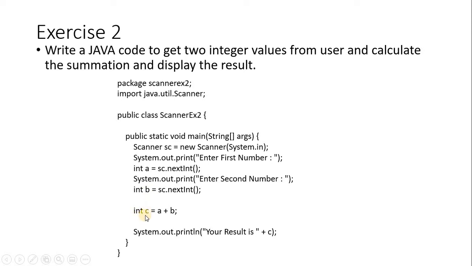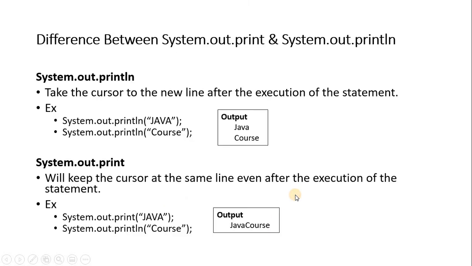So we say integer c equals a plus b. Now we are making a summation here, and that is assigned to the variable c. Once we print the c variable, we get the summation. So finally we print, your result is c. So c will print the total value based on the first value and the second value. It will make the summation and print the c value. So this is the second exercise.